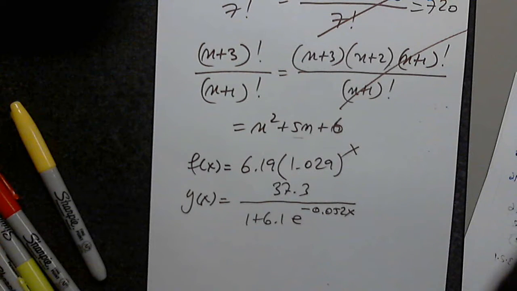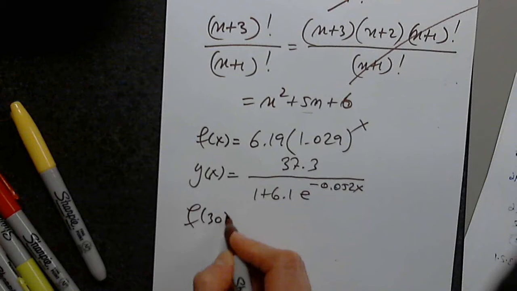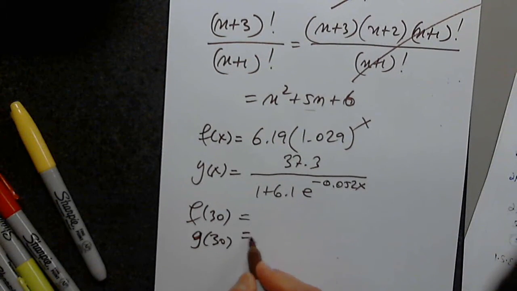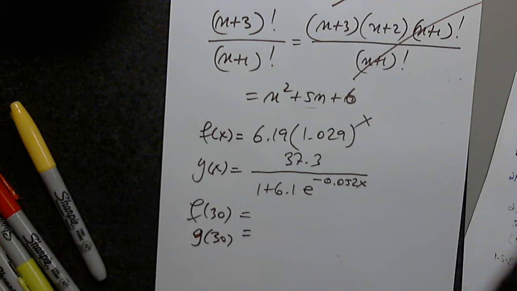What do I need to do to determine which function would be better? Determine the value at 30 years, right? From 1950 we go to 1980, yes? So what is x? 30. All I have to do is evaluate f of 30 and evaluate g of 30. And the one that is closer to which number? 17. I'm done. I just have to plug it in.